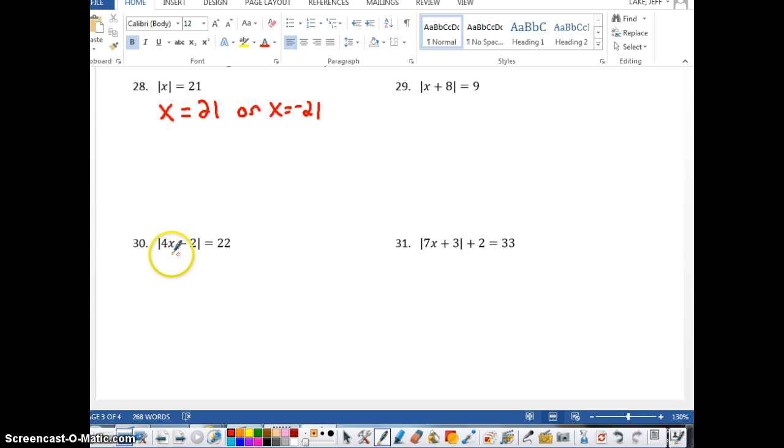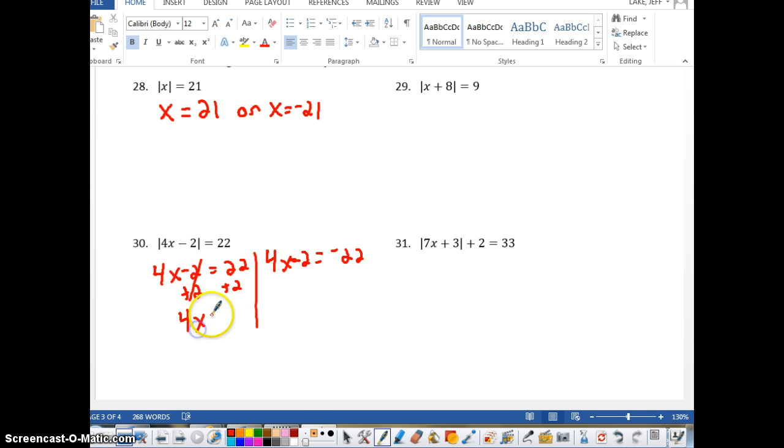Number 30, same idea. What's on the inside here could be 22, or it could be negative 22. When it comes out of absolute value, it's going to be a positive 22, but we have to account for both solutions. So we set the 4x minus 2 equal to both a positive and a negative 22. And then you just solve for the x. So you do the opposite operations, add your 2 here, you get 24, divide by your 4, and you get x is equal to 6. That is your first answer.